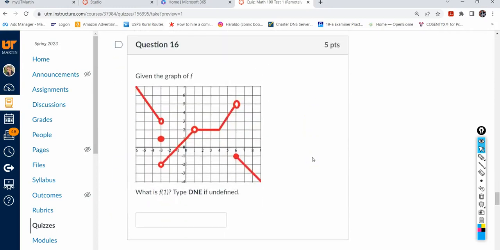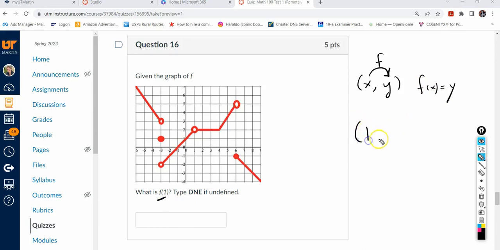Okay. We're going to give the graph of this. What is f evaluated at 1? Okay, so remember, if you have a point on the graph, so if that's a point on the graph, then what f does is it maps the x-coordinate into the y-coordinate. So what is f evaluated at 1?